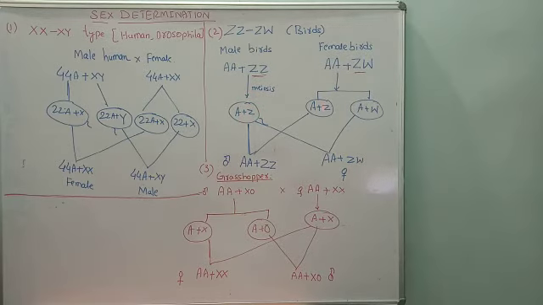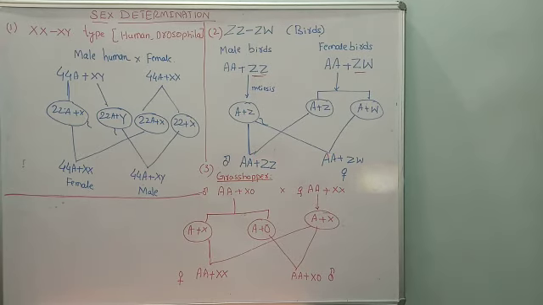Now here also the same gametogenesis takes place, giving A plus Z and A plus W, because Z and W are going to make two types of gametes, Z and W separately. Now the male gamete, which is homogametic, only one type, is going to fuse with the Z of the female, forming a homogametic male child.